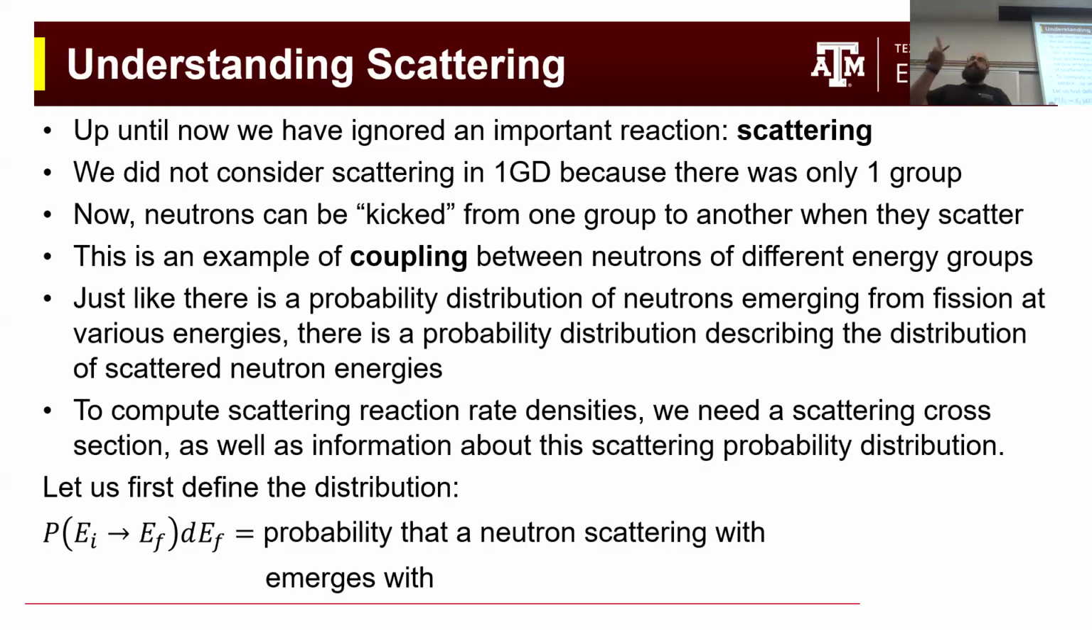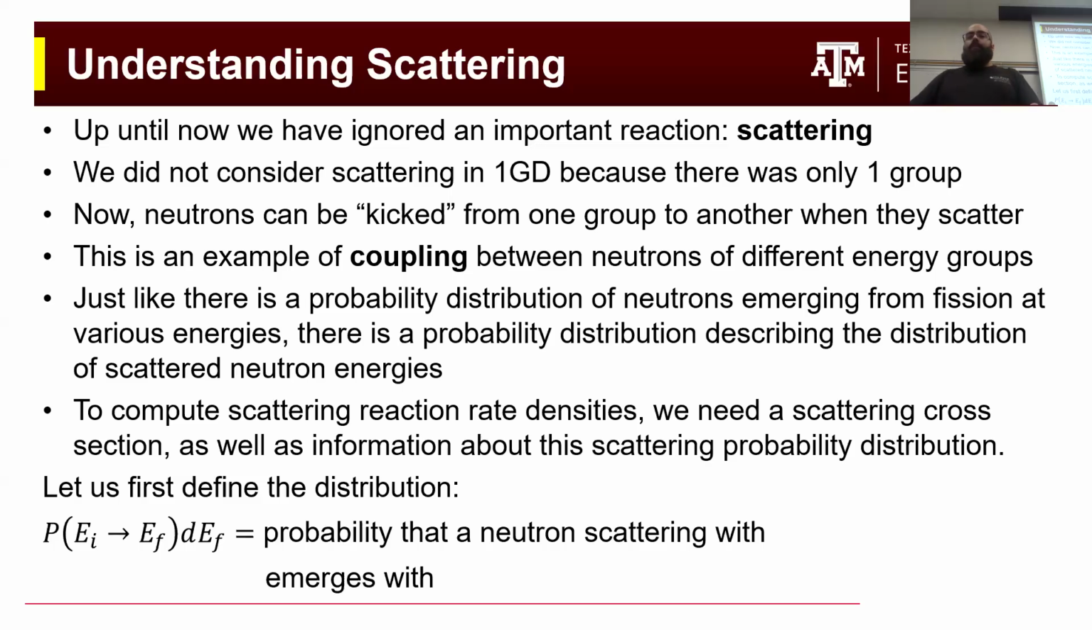But now there's two groups, neutrons can get kicked from one group to another, and that's another example of coupling between neutrons of different energy groups. Scattering reactions and fission reactions result in coupling between neutrons of different groups. And just like with fission, where there's a probability distribution that describes how likely it is that a neutron is born from fission into a particular energy, there's also a probability distribution that describes the energy distribution of scattered neutrons. Some neutron with some energy can scatter, and we want to know the probability distribution that it ends up with some certain energy after the scattering event.